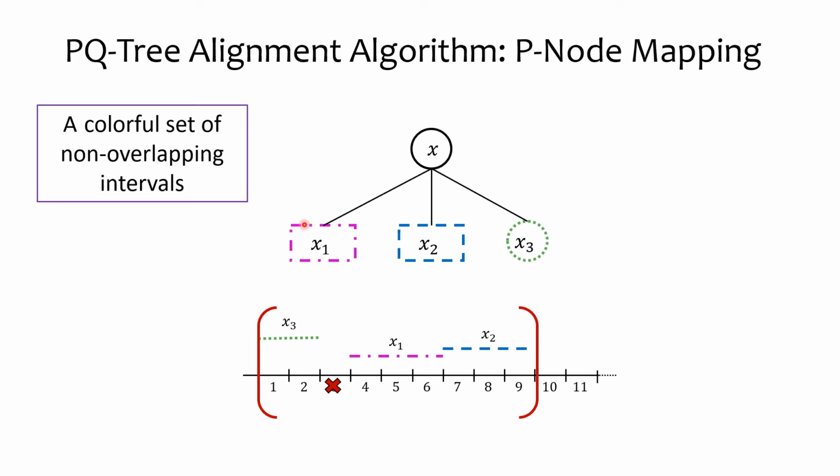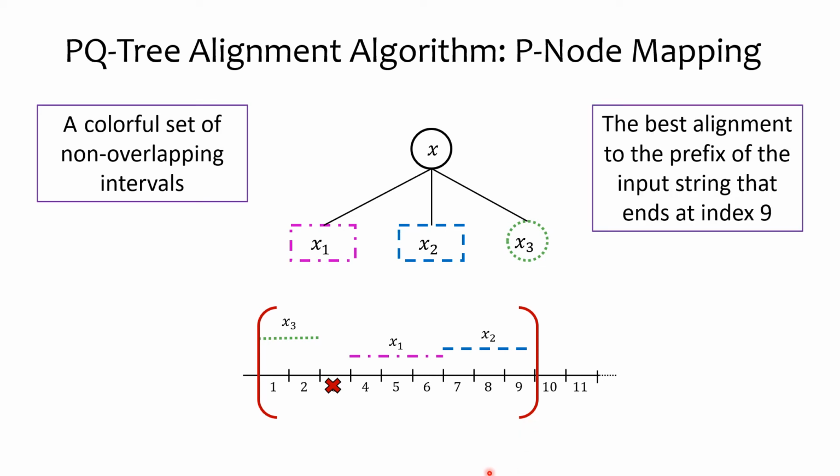In this example, by choosing these 3 intervals and deleting one character, we covered the section from 1 to 9 of the real line. So in the derivation of the PQ tree that has the best alignment to the prefix of the input string that ends at index 9, the order of the children of x is x3, x1, and then x2. Here, we used all the colors, which means all the children of x were mapped, but in general, we can delete some of them.